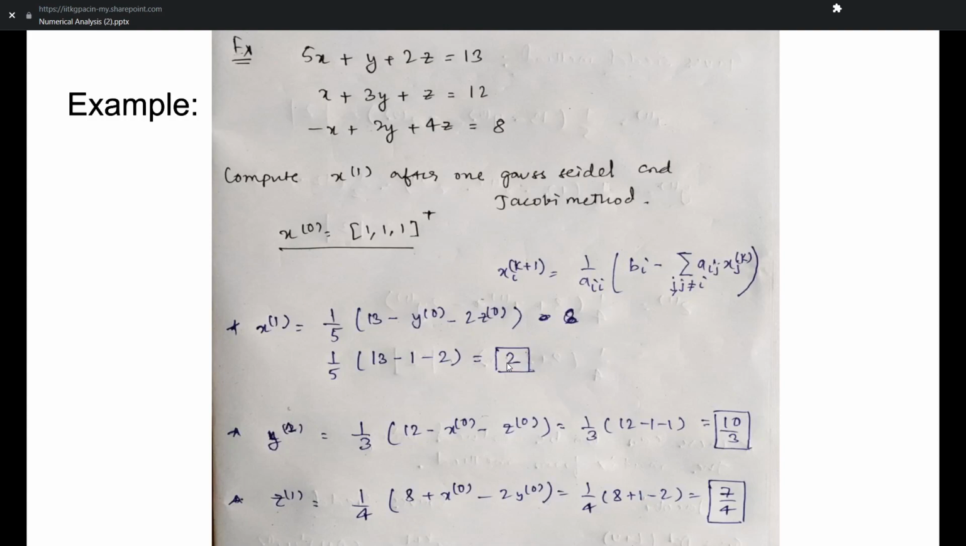So now let us look into an example. This is a system of linear equations and we have to compute x1 after one Gauss-Seidel and one Jacobi iteration. First we will do the Jacobi method, and this is our initial guess. Here we have x_i^(k+1) = (1/a_ii)(...). When we are calculating x1 we take a11, which is 5. So x1 will be equal to 1/5 (13 - y0 - 2z0), and we put y0 as 1 and z0 as 1 here, and we obtain the value of x1. Similarly, we can obtain the values of y1 and z1 as 10/3 and 7/4.